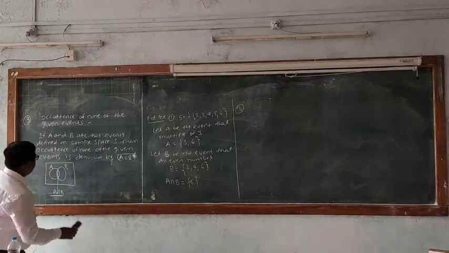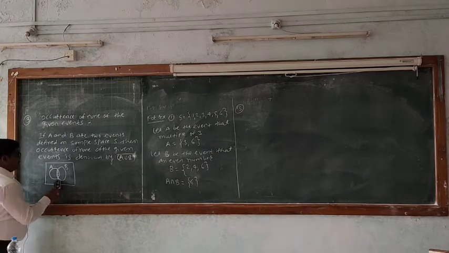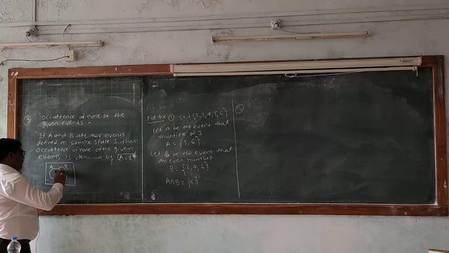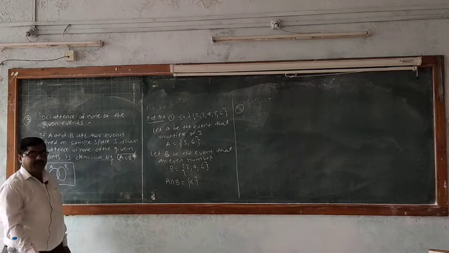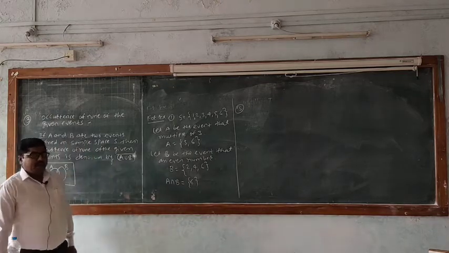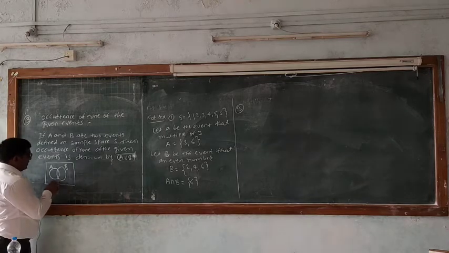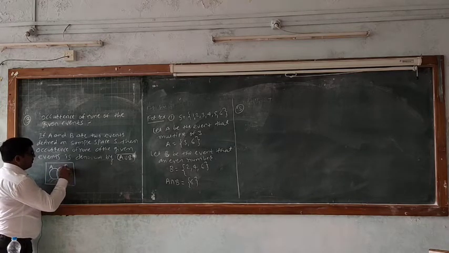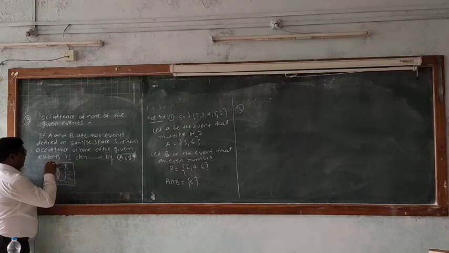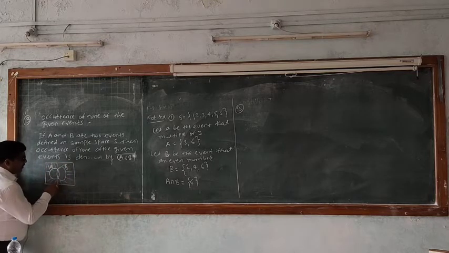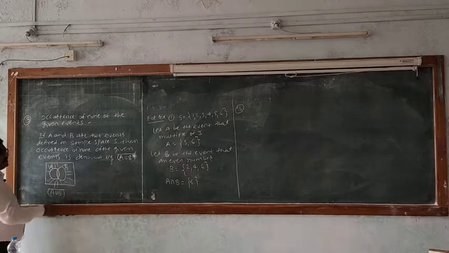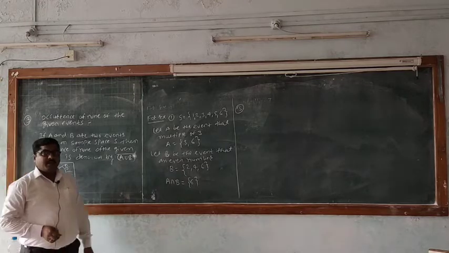And the diagram is A, B, and the A union B dash. This region is called A union B bar.